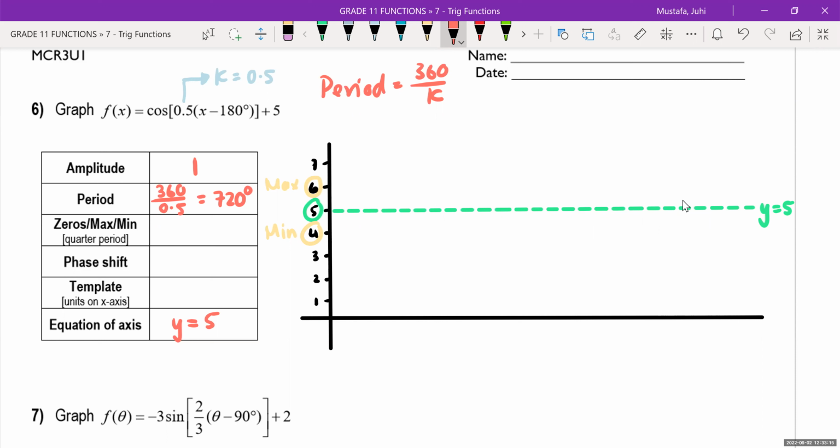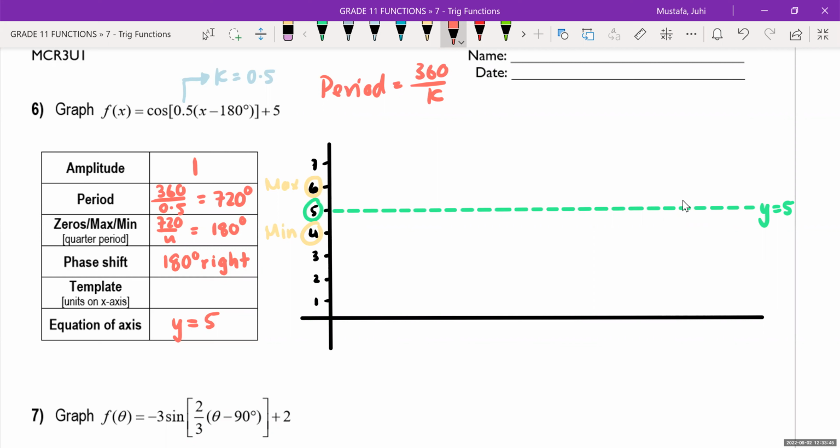So the math actually works out with the logic of it. To get the quarter period, we're going to go 720 degrees divided by 4, which is going to give us 180 degrees. So something important happens every 180 degrees, a turn. There is a phase shift, and it's going to be 180 degrees to the right, because remember, if the number inside the bracket is negative, you go to the right. If it's positive, you go to the left.